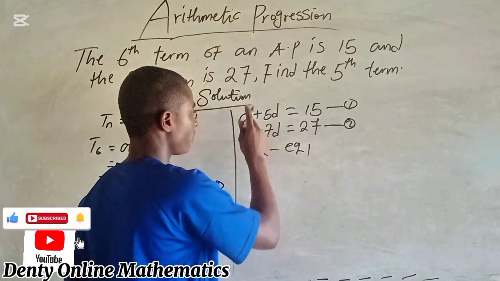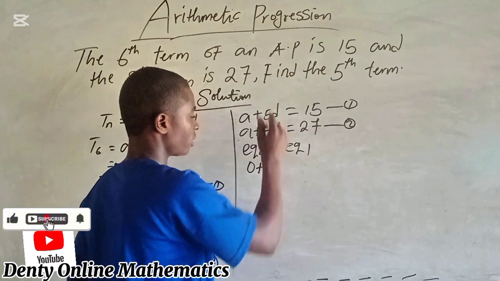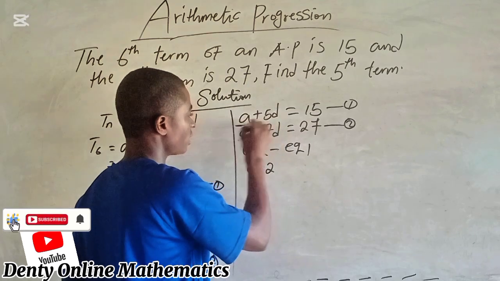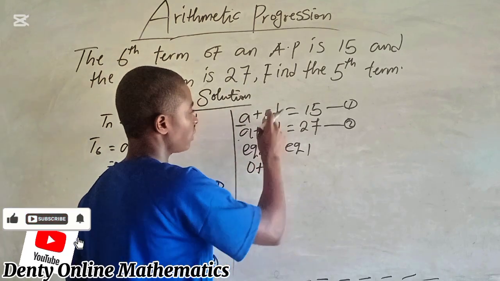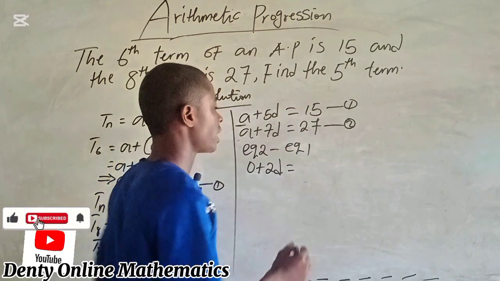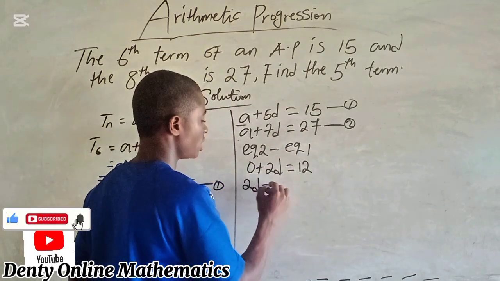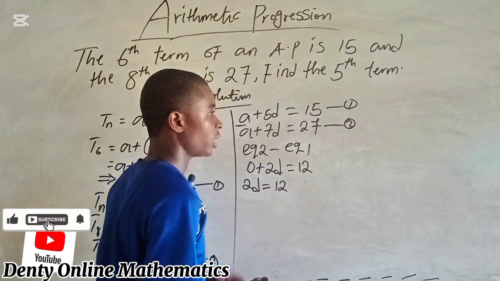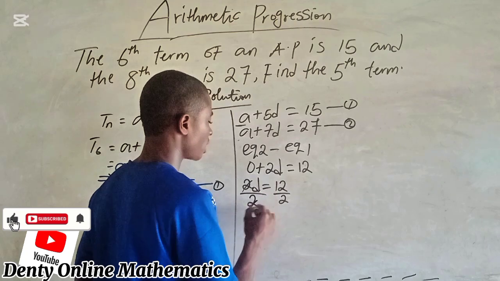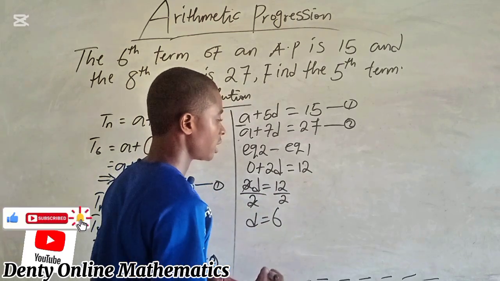a minus a will give us 0, and 7d minus 5d is 2d, equal to 27 minus 15, which is 12. So this means that 2d is equal to 12. Now to have the value of d, I'll divide both sides by 2. 2 will cancel out 2, and d will be equal to 12 divided by 2, which is 6.